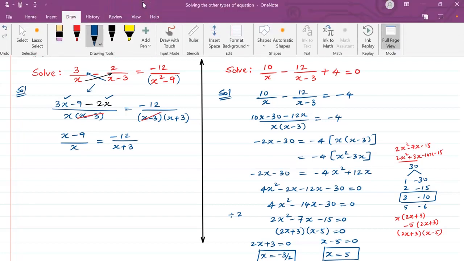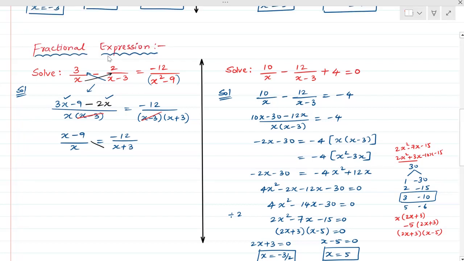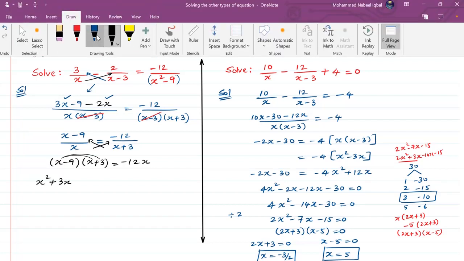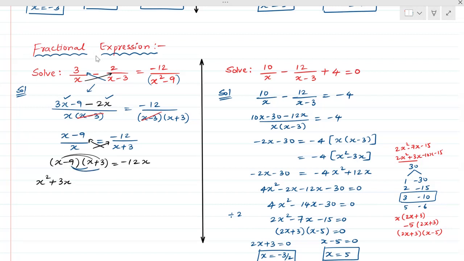Now we have to cross multiply, make it linear. So if I multiply cross, what happened? x minus 9 times x plus 3 is equal to minus 12x. Now I multiply this one by taking 1. So what is the multiplication here? x square plus 3x. The next one, I multiply with the second term by taking the minus 9 both sides. You will have minus 9x minus 27. Move this minus 12x to the other side, it becomes plus 12x equals 0.